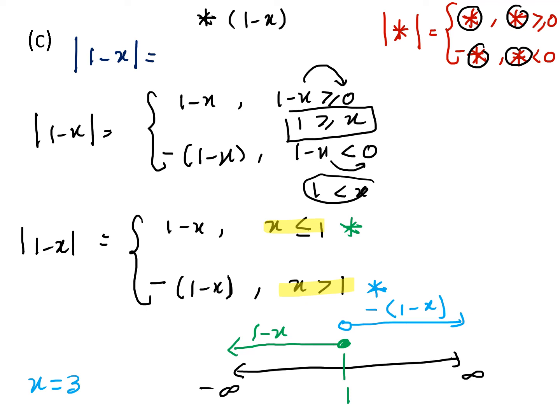Okay, so awak carilah 3 ni duduk kat mana atas number line. Dia duduk dekat atas daripada 1. 3 duduk kat sini. Jadi, untuk bila x sama dengan 3, kita kena pakai function warna biru ni.